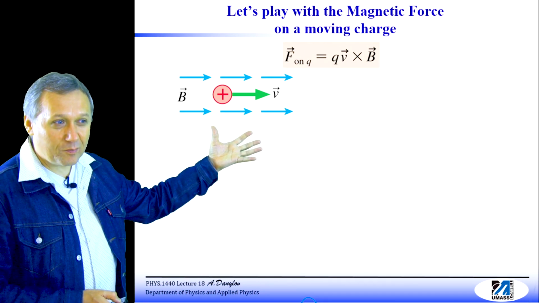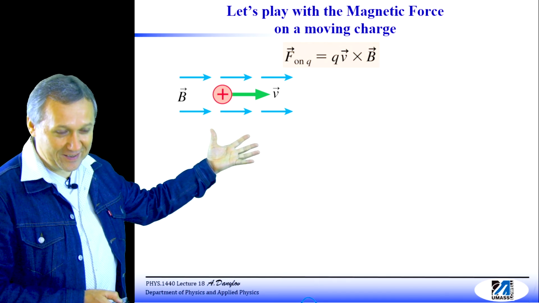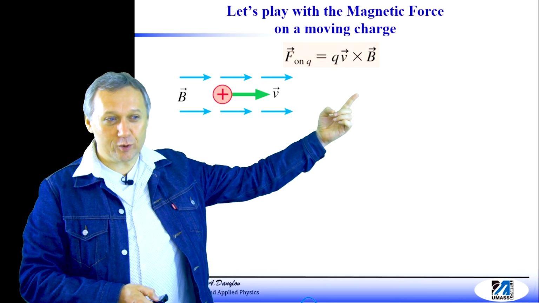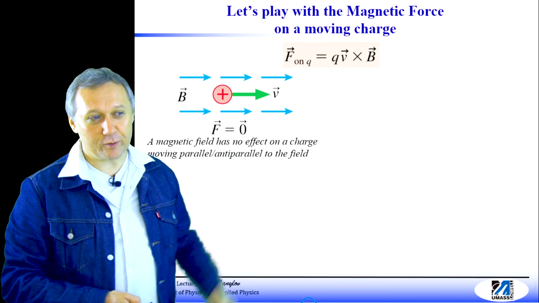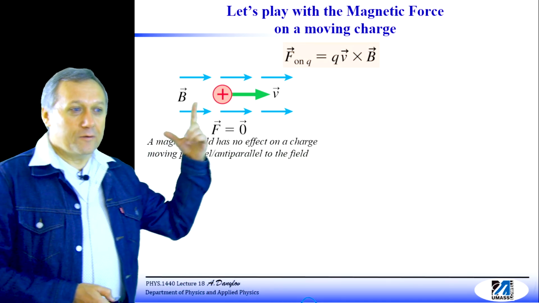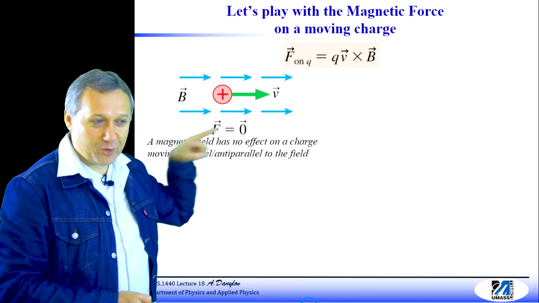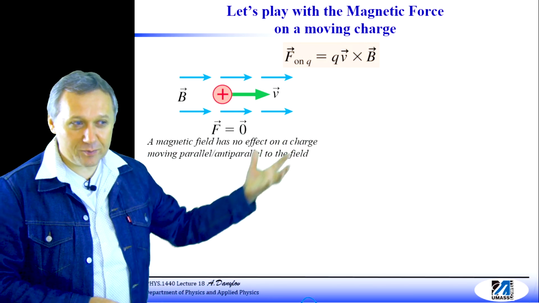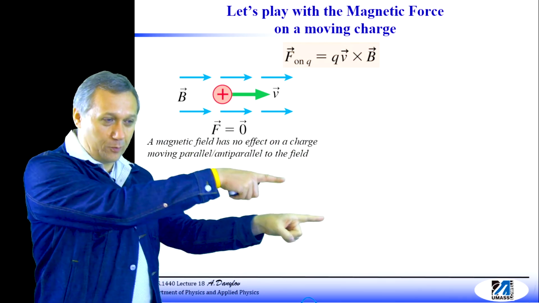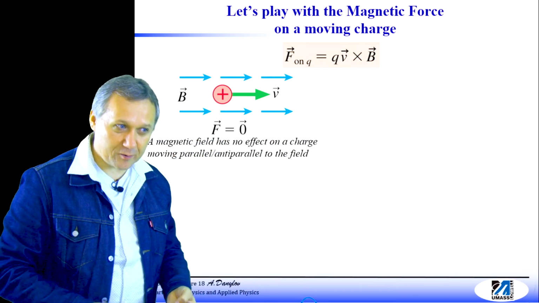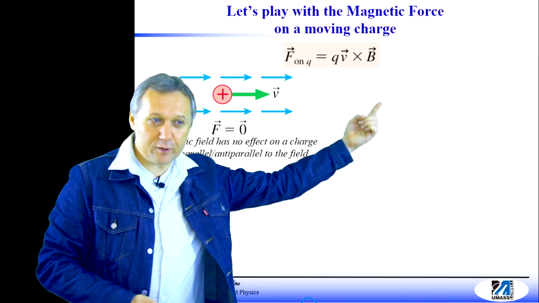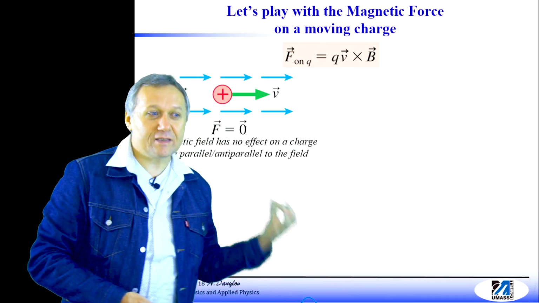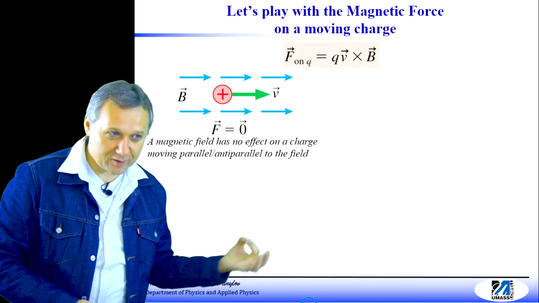There is no magnetic force in this case. Again, look, this is the formula. We just need to look at the cross product v cross B. v that way, B also that way. So both vectors are parallel to each other. The angle between them is 0. In the cross product v cross B, we have the sine of the angle between them. Sine of 0 is 0.